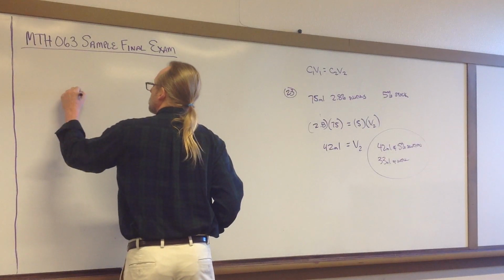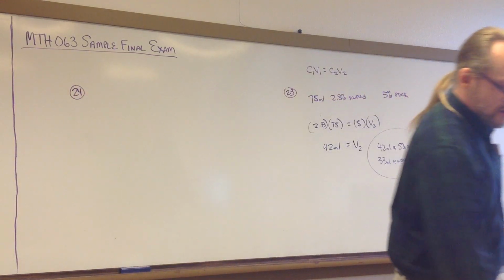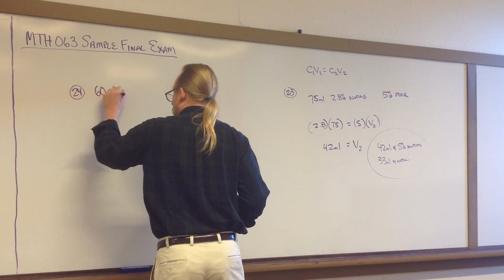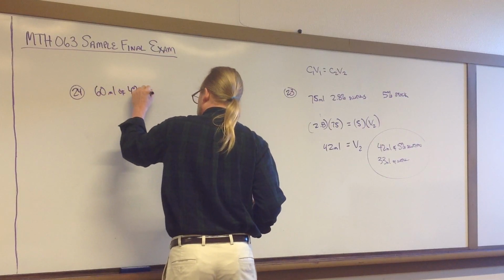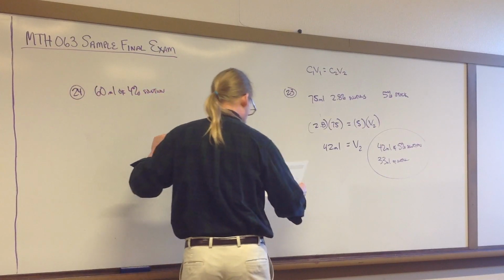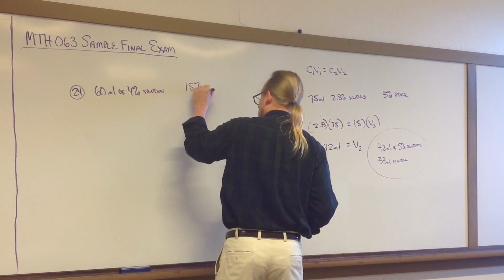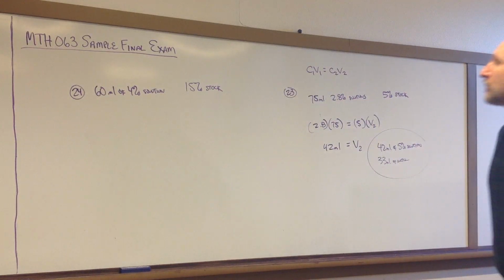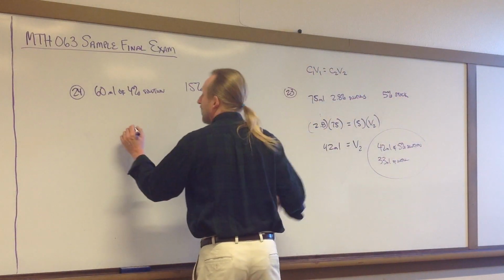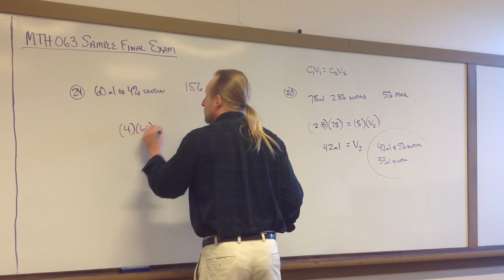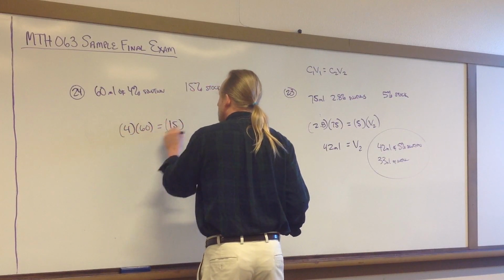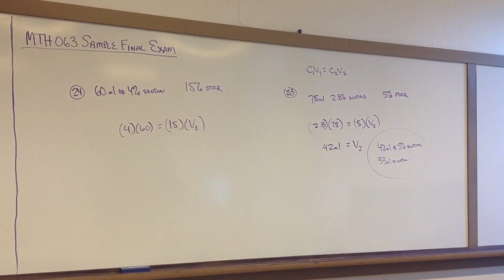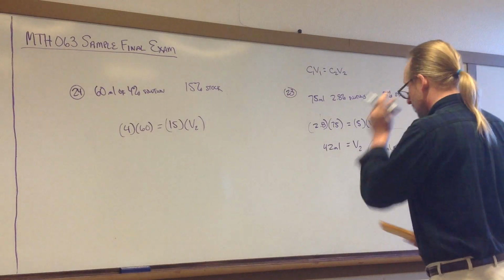All right, problem 24 is a similar problem. We want 60 milliliters of 4% solution from a 15% stock solution. All right, so similar scenario, we'll say 4 times 60 equals 15 times V2. So multiply 4 times 60 and then divide by 15.